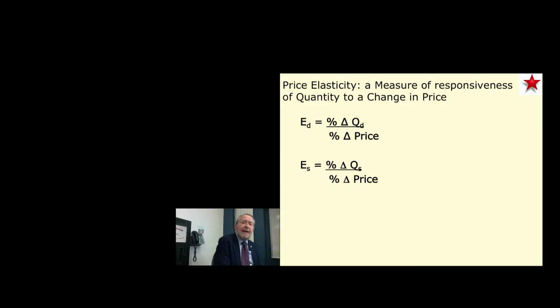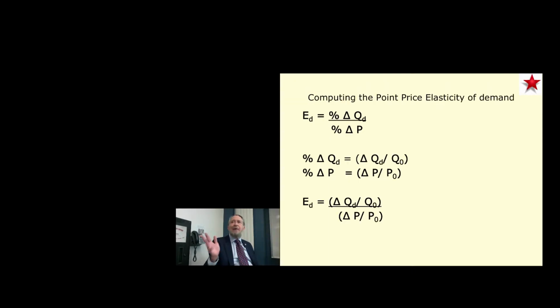And the simple way of calculating it is to take the percentage change in quantity and divide by the percentage change in price. And you can calculate it on the demand side, you can calculate it on the supply side. Percentage change in quantity demanded divided by percentage change in price. Filling in how to calculate the percentage change in the simple manner, the percentage change in quantity would be the amount of change in quantity divided by where you started from. And the same thing for price, the simple calculation, percentage change in price would be the actual change divided by the starting point, the price that I started with.